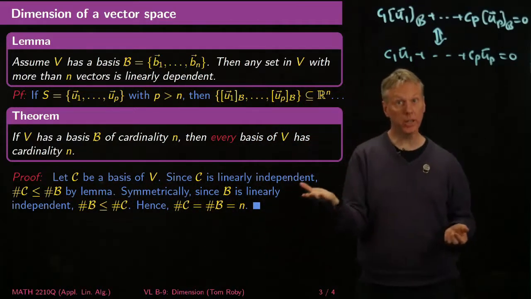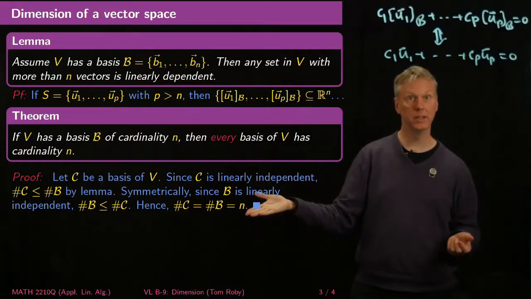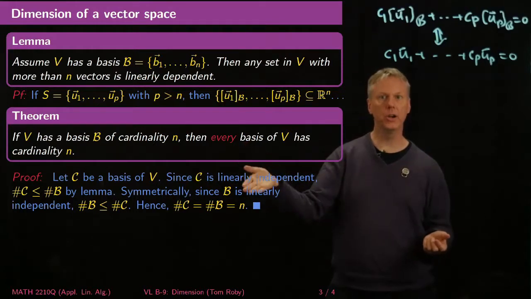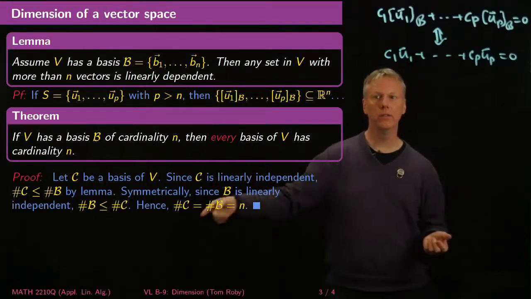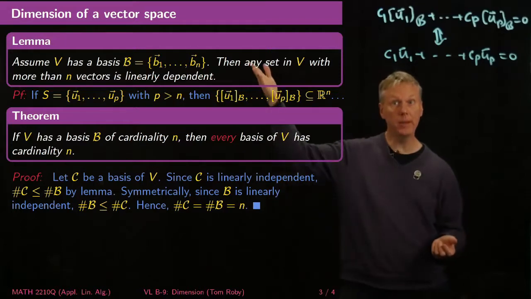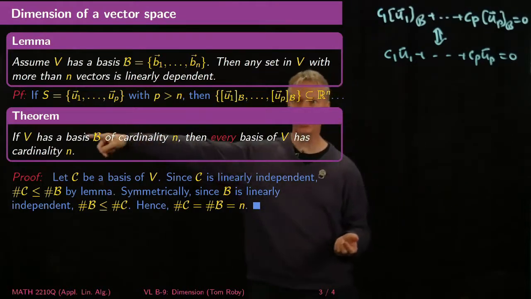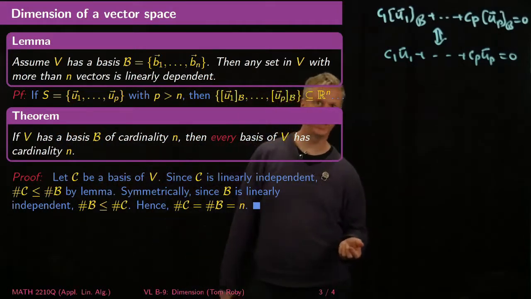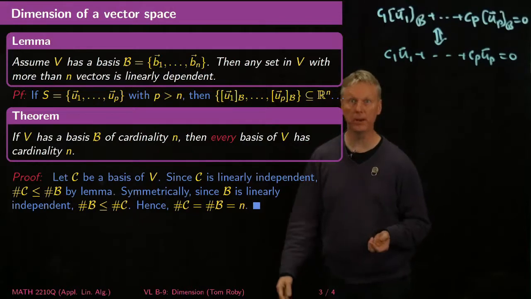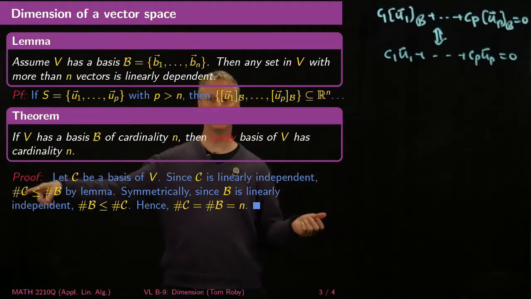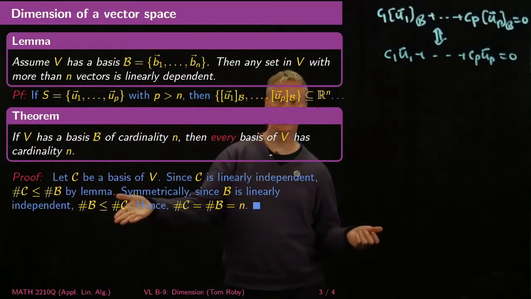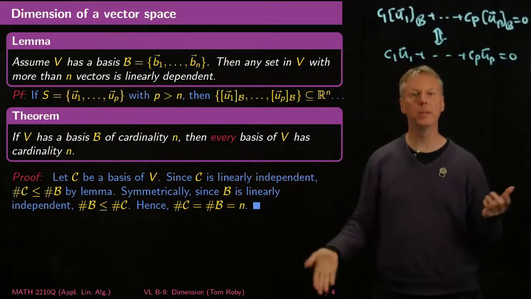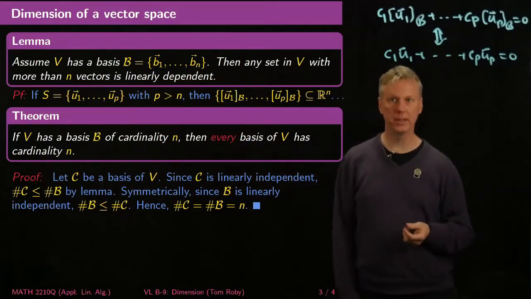Okay? But symmetrically, B is also linearly independent. And therefore, it can't have any more, and C is a basis. So B can't have any more vectors in it than C does by the same lemma. Okay? So if I can show that the cardinality, so this number sign just means cardinality. Sometimes people use absolute value signs to mean the cardinality of a set, but I like this notation better. So the number of elements in C is less than or equal to the number of elements in B, but the number of elements in B is less than or equal to the number of elements in C. The only way that can happen is if they have the same number of elements, and that was n just by the hypothesis and the theorem.